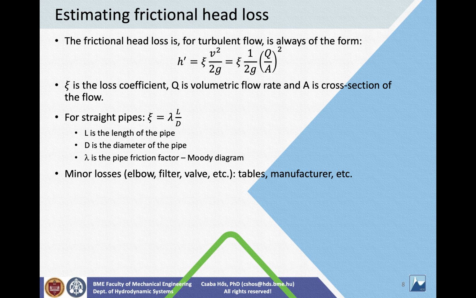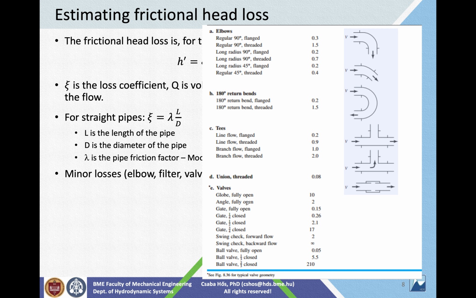Minor losses, so elbows, filters, valves, etc., are coming from the tables of the manufacturers. So for example, you would see something like this. I have, let's say, a gate valve which is fully opened. In this case, the number will be 0.15, sorry. So the rest of the numbers are coming from tables.